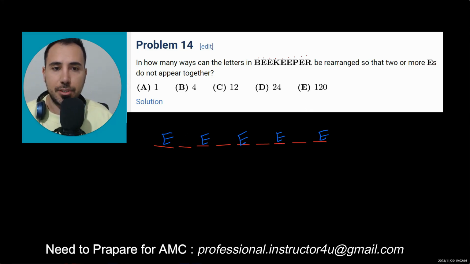So you just have to go with the other 4. So what letters are left? B, K, P, and R. Luckily, the 4 are all different. Okay, so you just have to ask yourself, maybe you make a list. Maybe you would just say, okay, for the first spot, how many choices do I have? You have 4 letters for this one, 4.